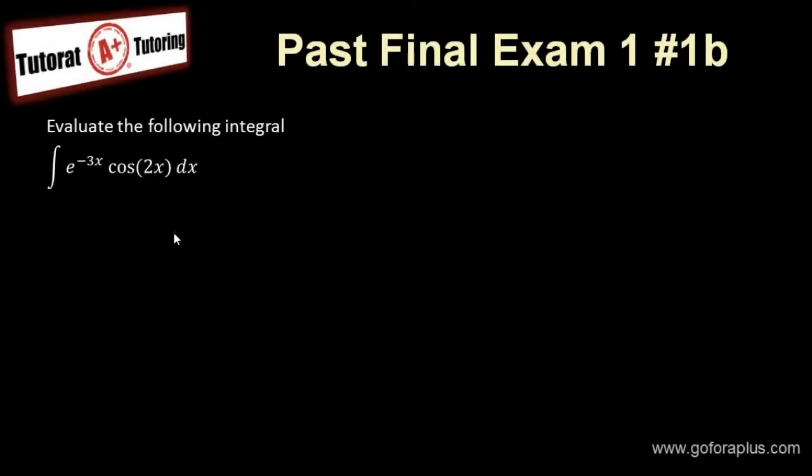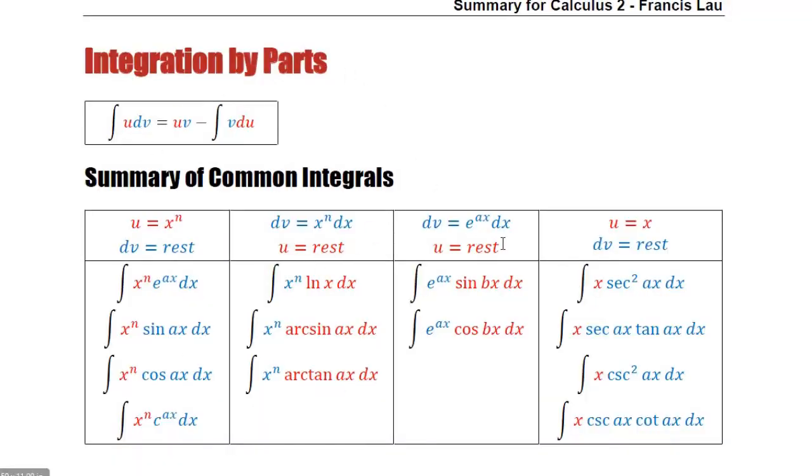In this session, I'm going to show you how to do this integral. This is from a past final exam, number 1B. Now from this integral, you can see that it's using integration by parts to solve, right? Because if you refer to the table that I gave you here in the summary, you know that e to the power of something, cos or sine of something, here is using integration by parts.